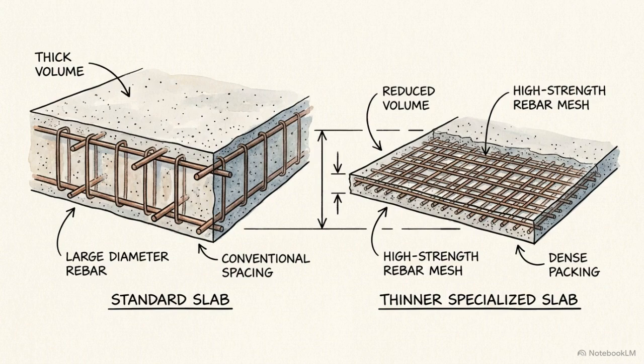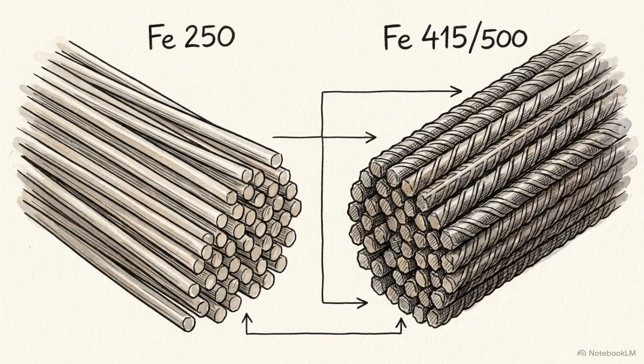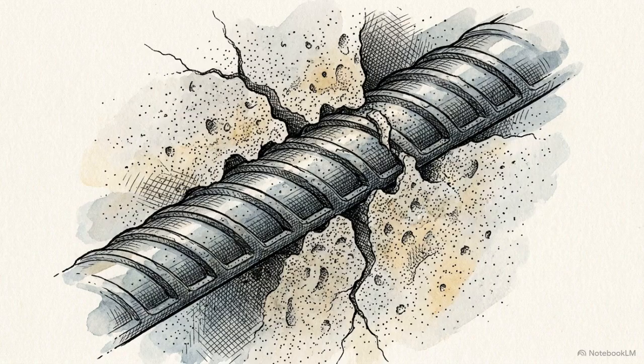Slab minimums scale differently, dictated by the phrase, "slabs are thin, keep them sweet," 15 for mild, 12 for high heat. This dictates a minimum of 0.15% of the gross area for mild steel, but drops to 0.12% for high-yield strength deformed bars. Because HYSD bars possess higher tensile strength, the structure requires less physical volume to control temperature-induced cracking.